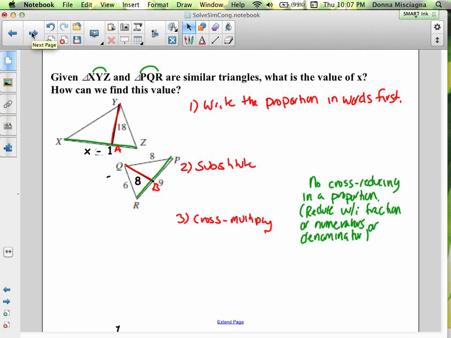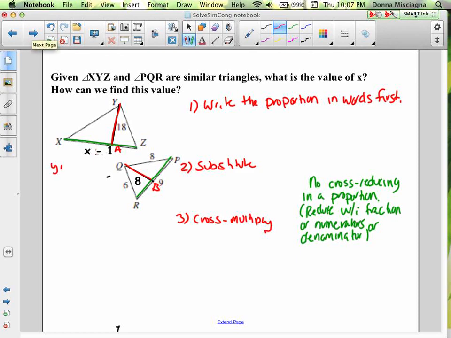So here we're given that triangle XYZ and triangle PQR are similar triangles. What's the value of x? How can we find this value? So let's write our proportion in words first. If you notice the red lines there, we've got some measurements for the two red lines. Those two red lines are altitudes. So I put another point in there so I could label it.